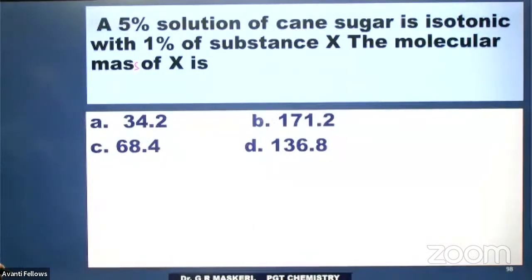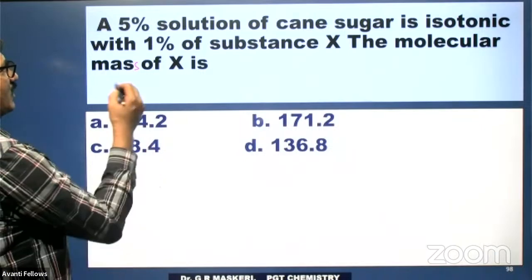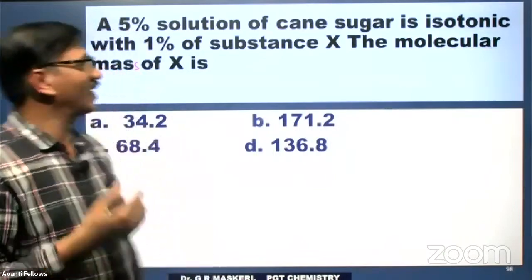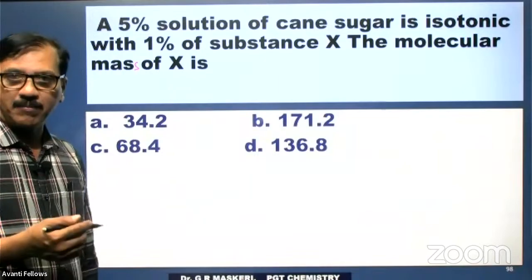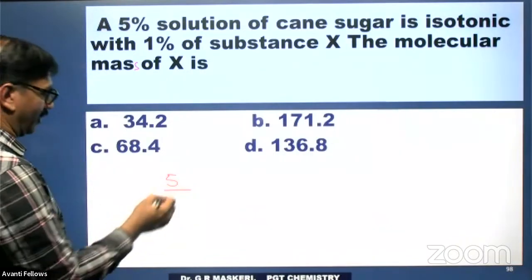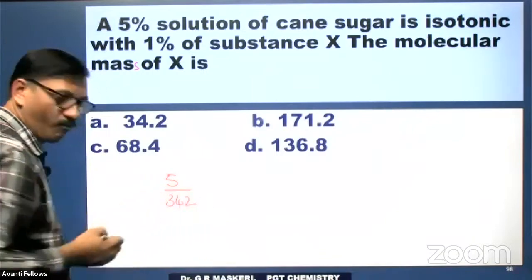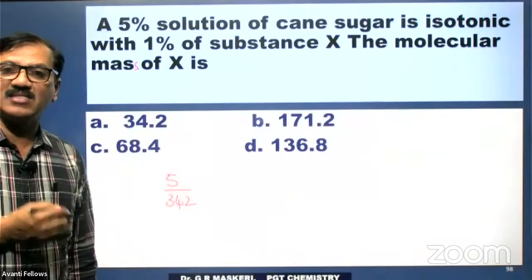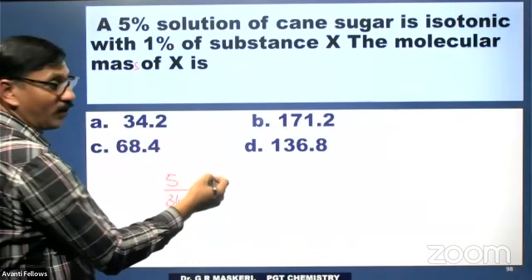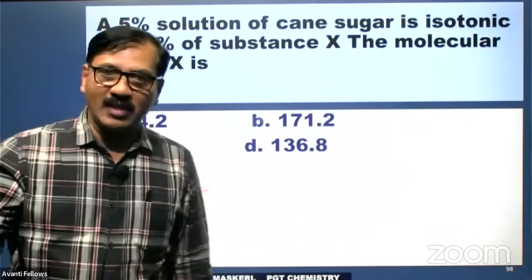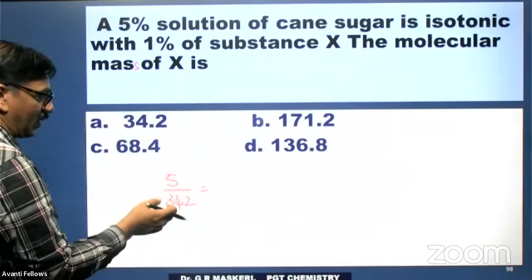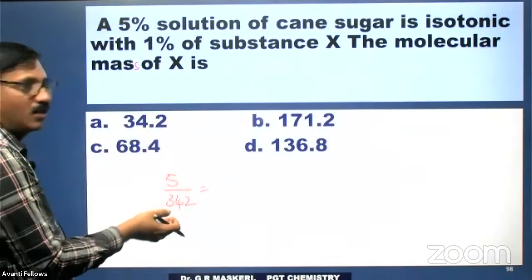Option d, sir? Is it d? Okay, how is it to be done? If it is a 5% solution, 5 gram of that is present in 100 gram of the solvent, say water. So 5 gram of cane sugar, its molecular mass is 342. The number of moles of this must be equal to the number of moles of the other if they are isotonic. Isotonic means osmotic pressures are equal; if osmotic pressure is equal then the number of particles must be equal. Therefore, 5 grams divided by the molar mass of cane sugar.